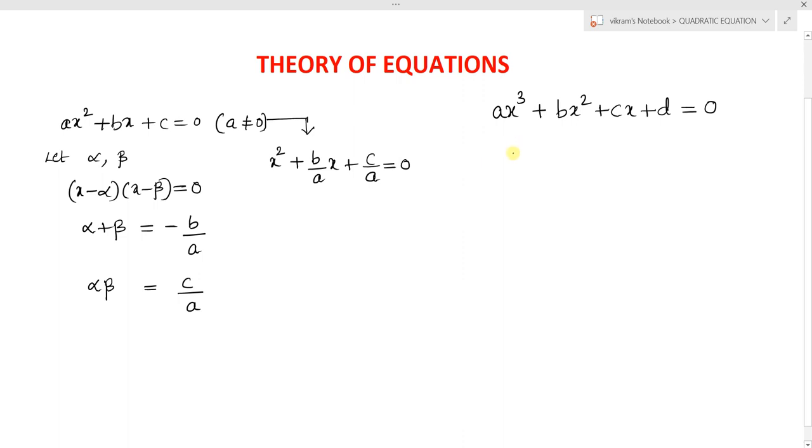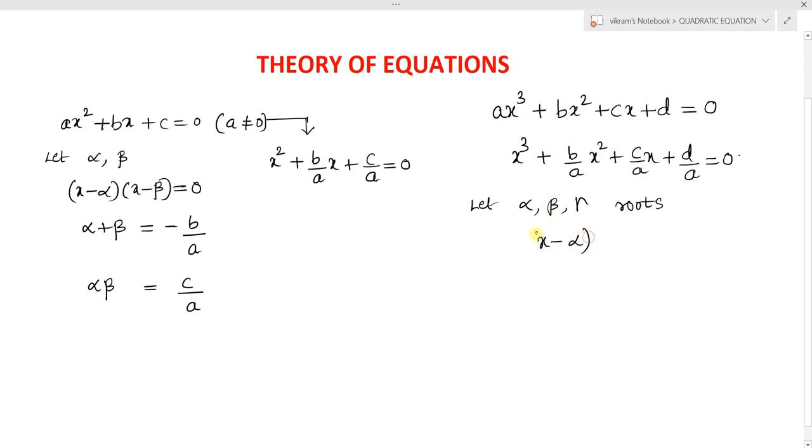If we take a as common, we can write this as x cube plus b by a into x square plus c by a into x plus d by a equals 0. Let's consider alpha, beta and gamma as the roots of this cubic equation. Now we can write it in the form x minus alpha into x minus beta into x minus gamma equals 0.